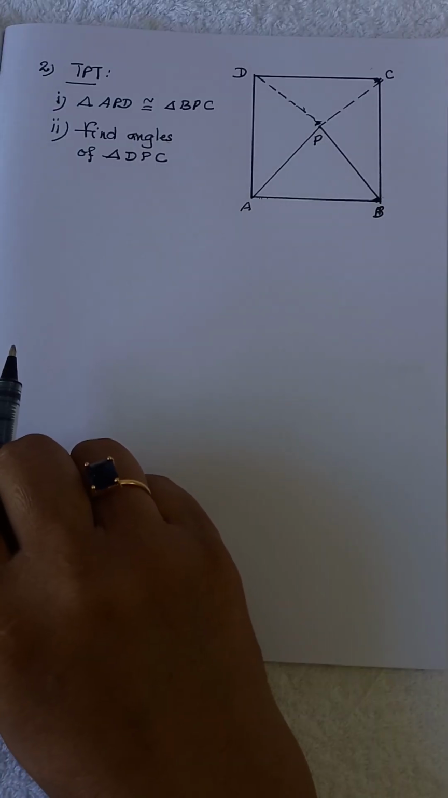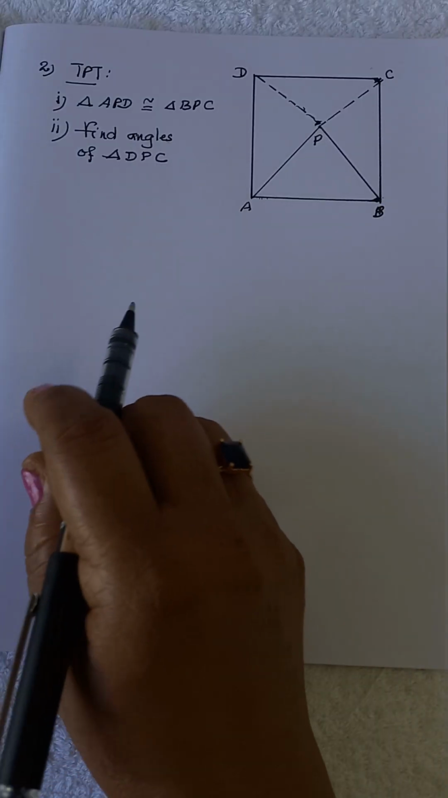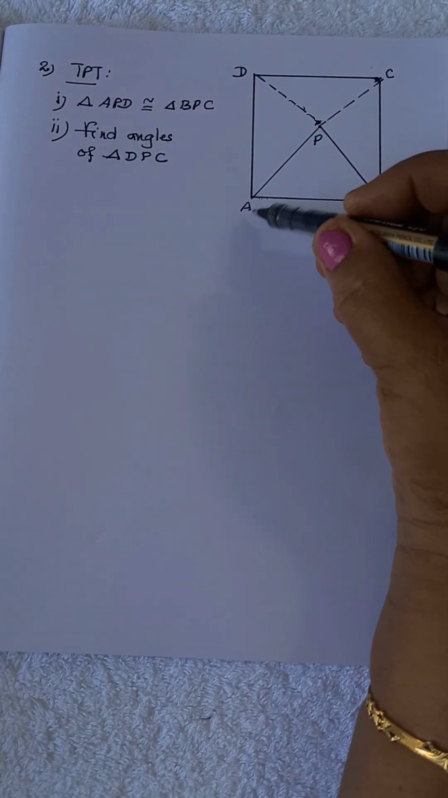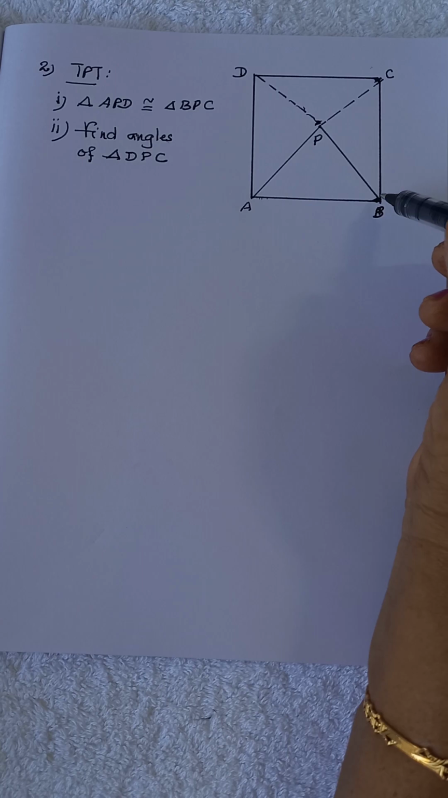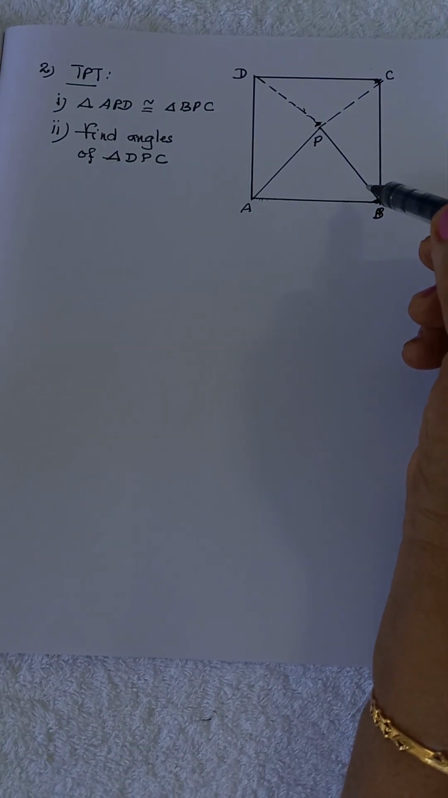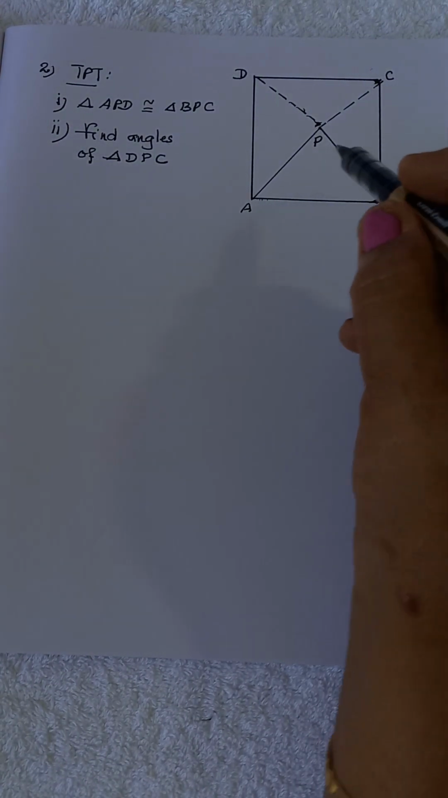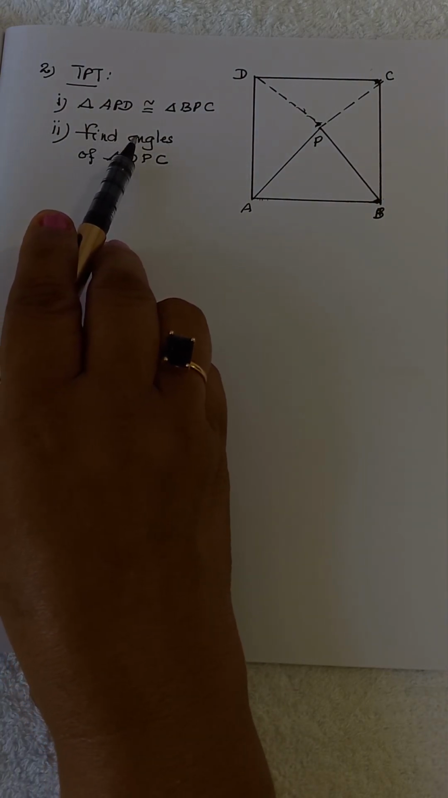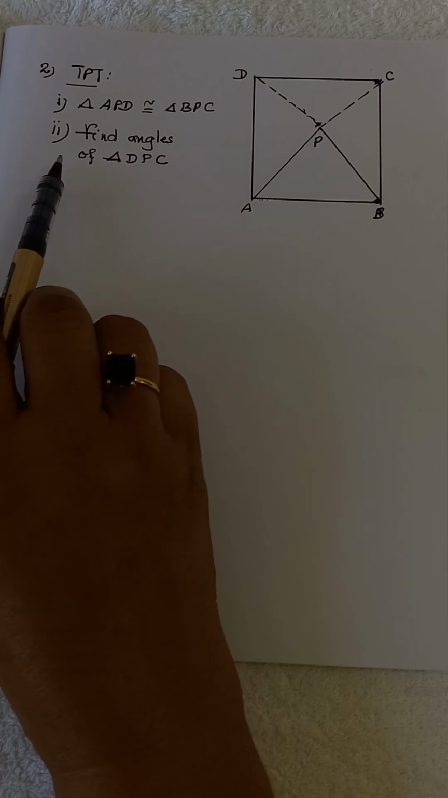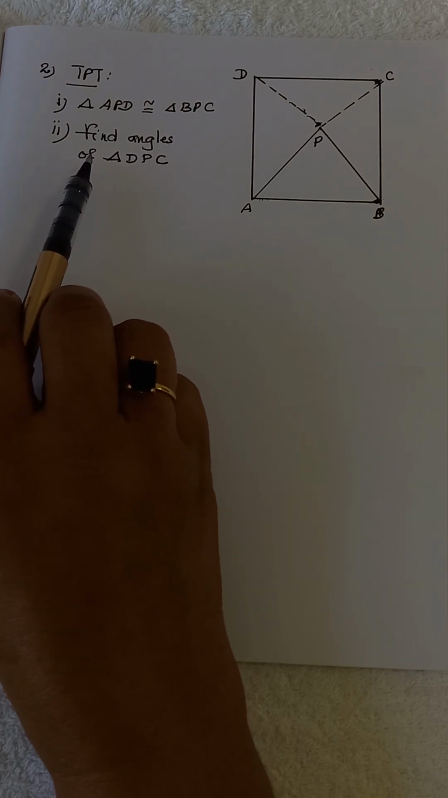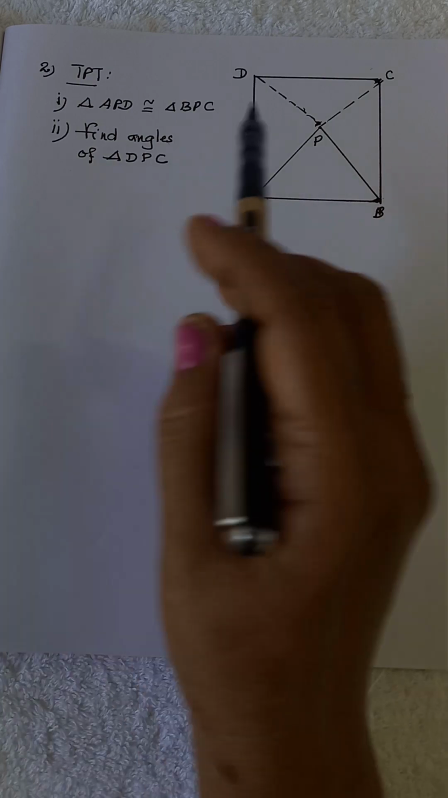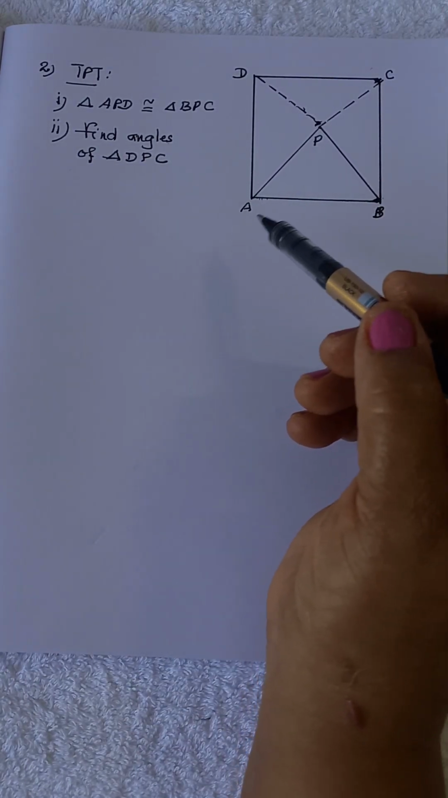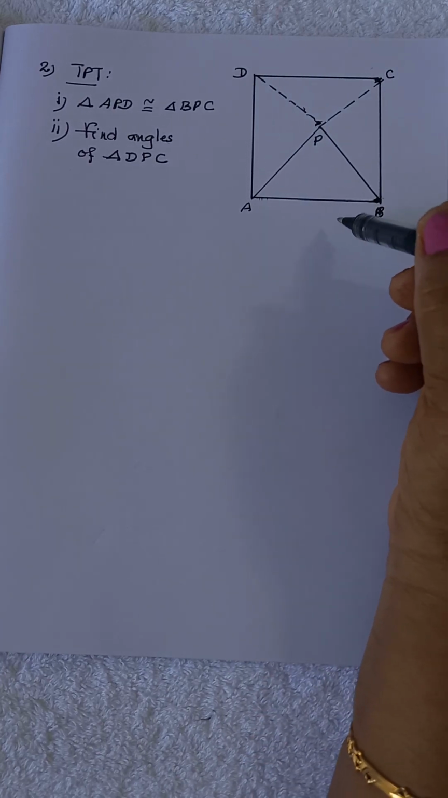Now the second question is: in the following diagrams, ABCD is a square and APB is an equilateral triangle. In each case, we have to prove that APD is congruent to BPC. Then second, find the angles of DPC. We will take the second diagram after solving the first case. So this is the first diagram.